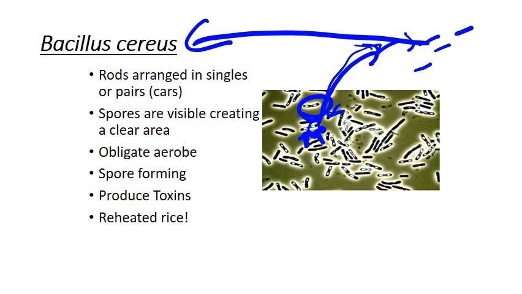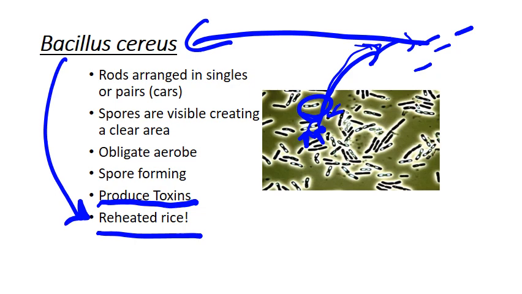Bacillus cereus is also an obligate aerobe, so it requires oxygen for growth. One of the most important things to know about Bacillus cereus is that it produces toxins, and it's the toxins that actually make us sick. Most of the time, when we're thinking about Bacillus cereus, we're thinking about food poisoning. The most commonplace example of this comes from reheated rice.